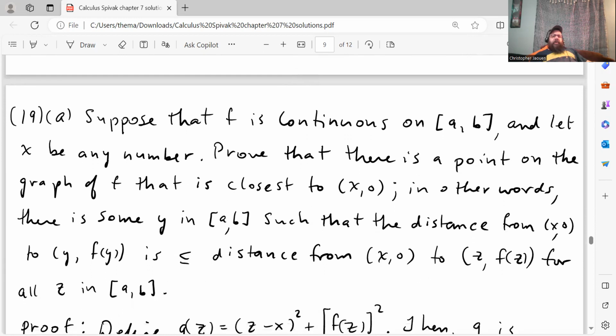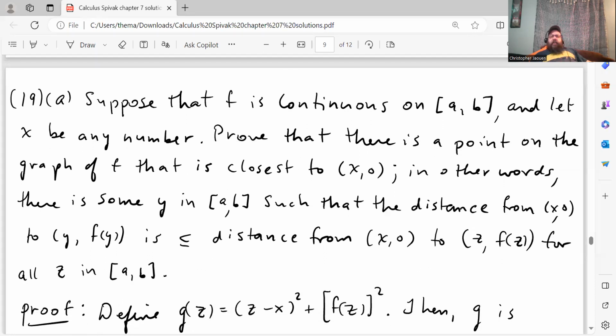Okay, question 19, part A. Suppose that f is continuous on the closed interval from a to b, and let x be any number. I don't know if you guys can hear that. There's a car blasting their radio outside. Sorry, let me start over.